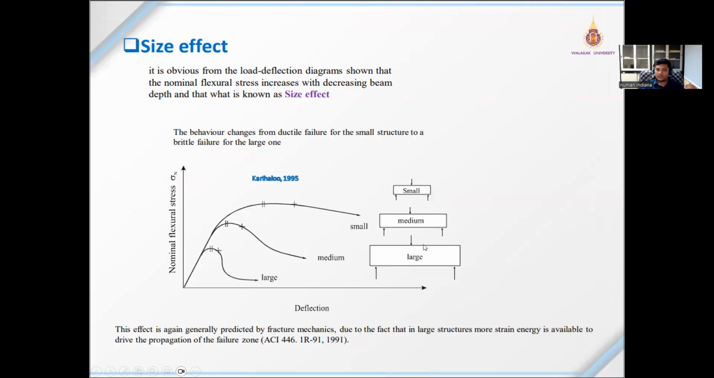When the size of the specimen gets lower, for the small specimens, the flexural stress is high, and also the deflection is high at the fracture point. So this we call a size effect. As the size of the specimen is less, the flexural strength will be more.